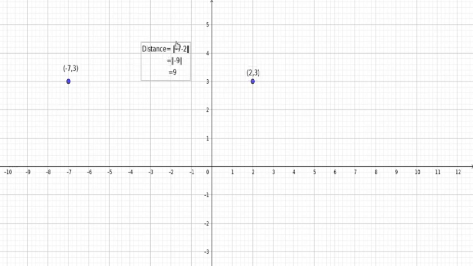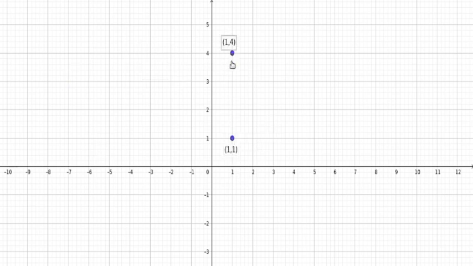See, here the distance is equal to the difference in their x coordinates. The x coordinates are negative 7 and 2. So negative 7 minus 2. Negative 7, both numbers are negative, so negative 7 minus 2 is equal to negative 9. Okay, modulus of negative 9 means without the symbol. What is that? 9. So if the y coordinates are the same, then the distance between the points is the modulus of the difference of their x coordinates, that is equal to 9.